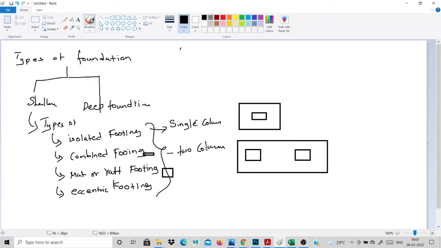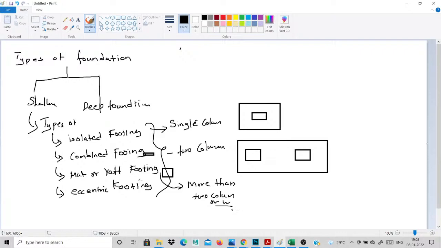The next one is mat or raft. A mat or raft has more than two columns, whether three, four or any number. Two columns means a combined footing; more than two means a mat or raft footing.